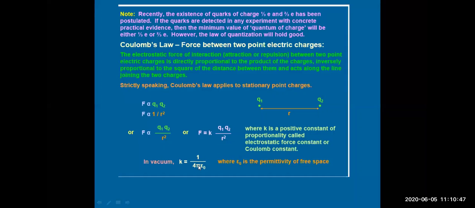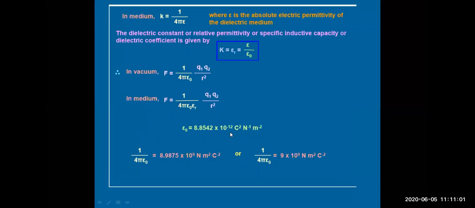1 by 4 pi are constants. This epsilon naught is called the permittivity of free space. So Coulomb's law mathematically is F is equal to 1 divided by 4 pi epsilon naught Q1 Q2 divided by R square. Epsilon naught is for free space. If you take any medium and write epsilon instead, K will be equal to 1 divided by 4 pi epsilon. Epsilon is called the absolute electric permittivity of the dielectric medium.